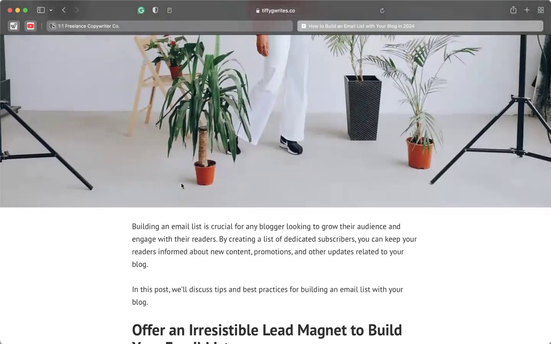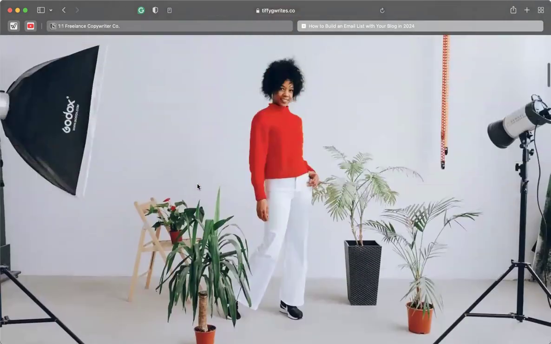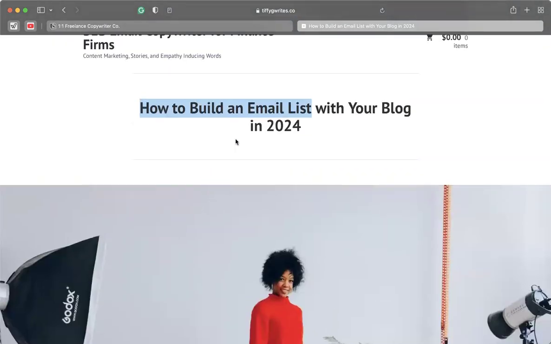And we'll actually go through today and write some of those keywords down so you can see how that's done. But how to build an email list with your blog in 2024. I think this is a boring headline, but I was writing for the search engine. It's very much educational content.